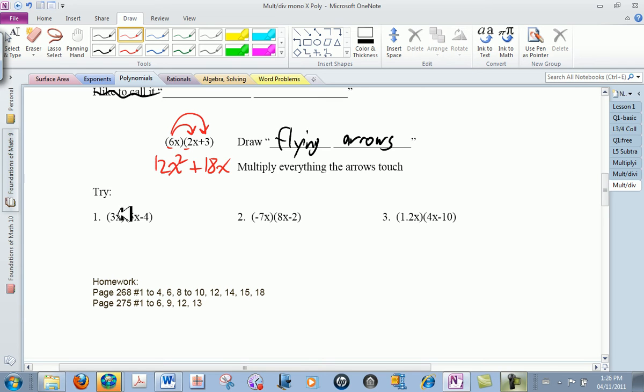Okay, try those 3. Use your arrows. The coefficients are multiplied, the letters are multiplied. Go for it. Try numbers 1, 2, and 3, without tiles.